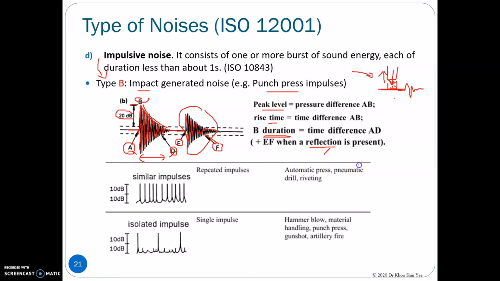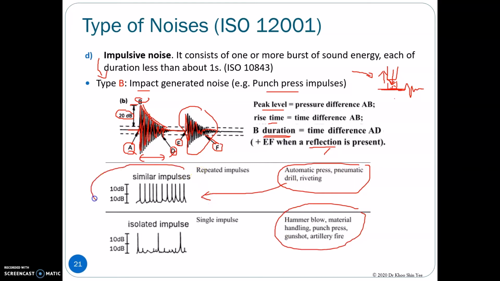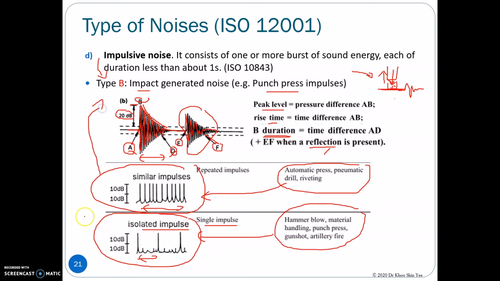For other engineering activity like this, you may obtain a repeated impulsive signal where a lot of similar impulses happen in a short range of time, or you might have a single impulsive where you see an isolated impulse happen over time. These are under the type B impulsive noise as well.